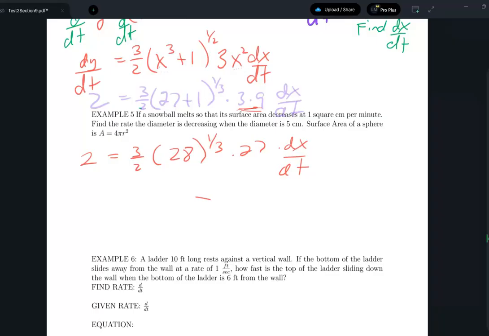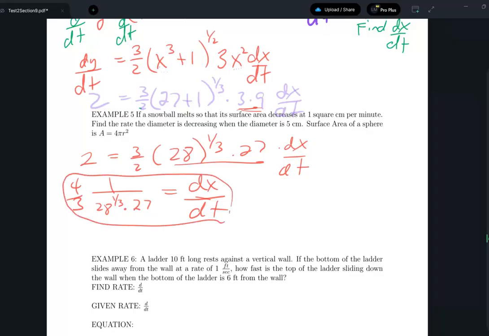27 times dx over dt. So I just need to multiply by the reciprocal, right? So I would get 4/3 if I multiply by 2/3. And then I'm going to divide by these two numbers. 28 to the 1/3 times 27 equals dx over dt. Totally ugly and totally acceptable. Do not spend time on your calculator because I know you know how to plug things in. You don't need to. This is a fine answer. Let's move on to the next one.